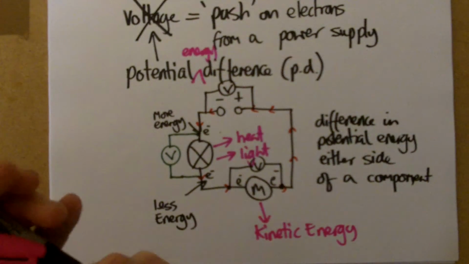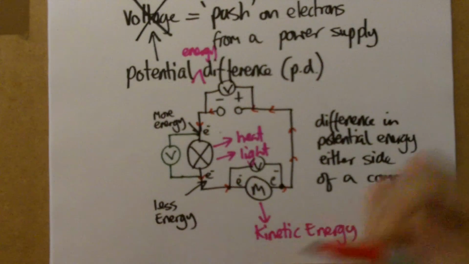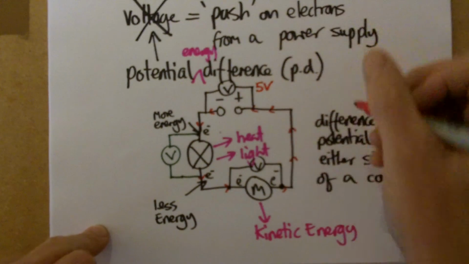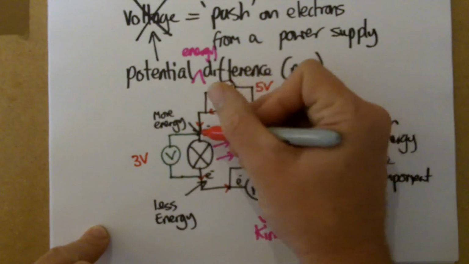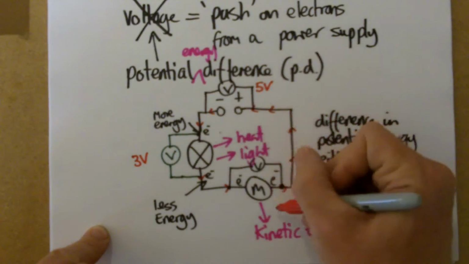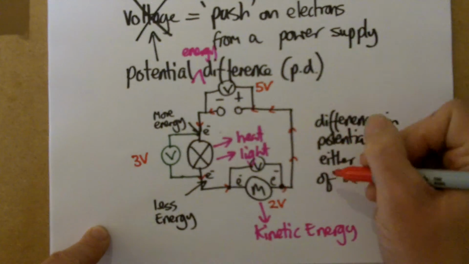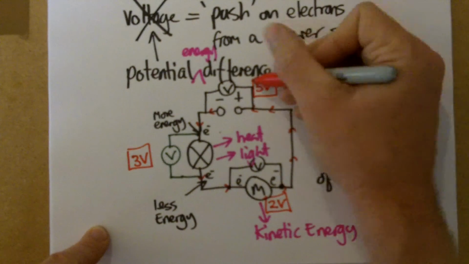Now, we don't at this level need to understand what voltage is defined as, but if you think of voltage as energy, then it might well be that if I have a 5-volt power supply here, then the energy difference from here to here is 3 volts, and the energy difference here, or the potential difference, is 2 volts. The 3 and the 2 always add up to what's been given.